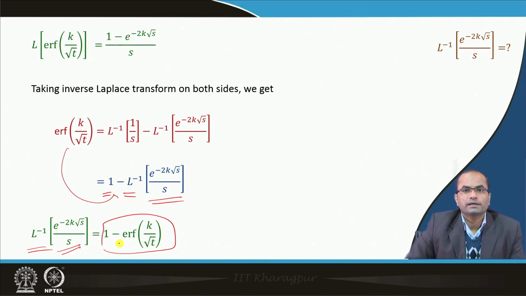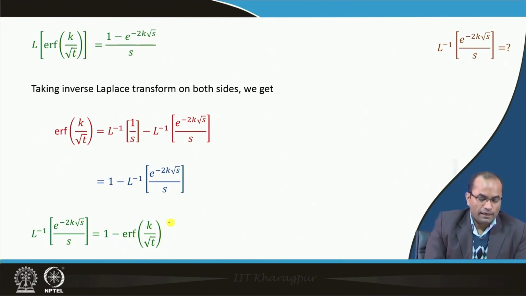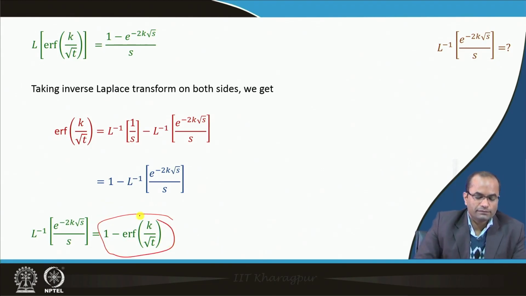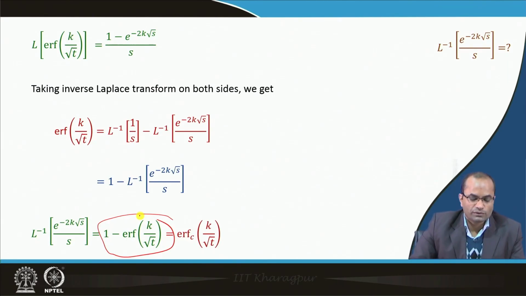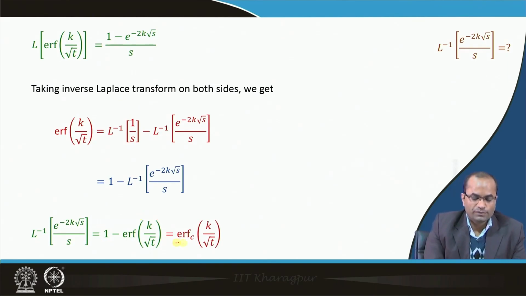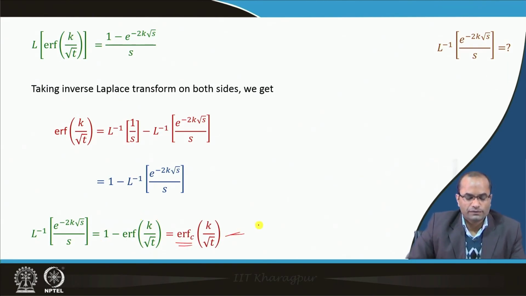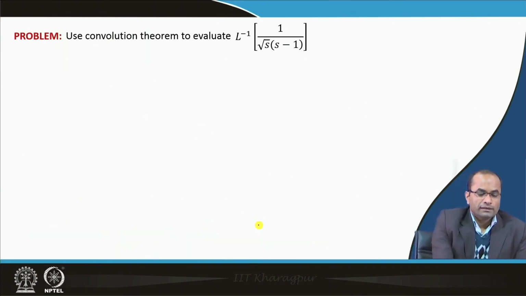So, we have 1 minus error function of k over square root t, and we have seen at the beginning that this 1 minus error function of k over square root t we can also write as the complementary error function of this argument k over square root t. So, there could be various other combinations or forms of the error function whose Laplace transform we can evaluate in this way.